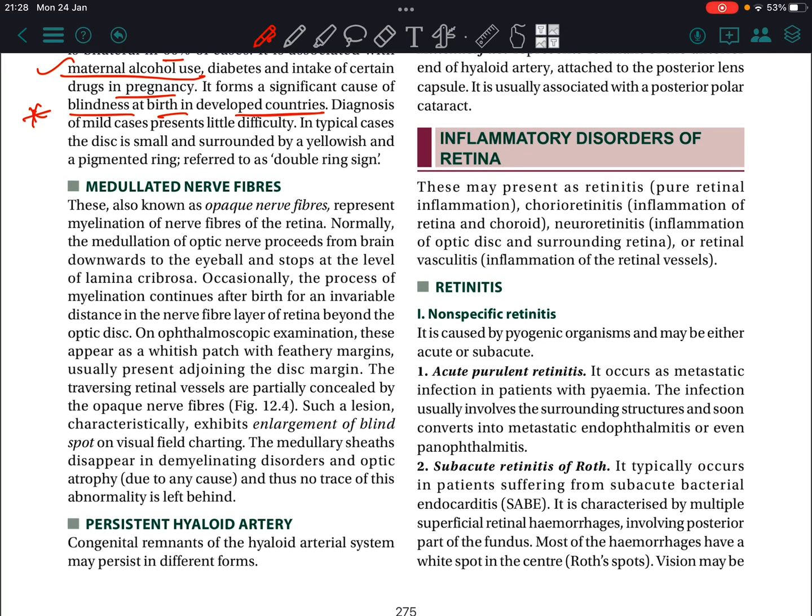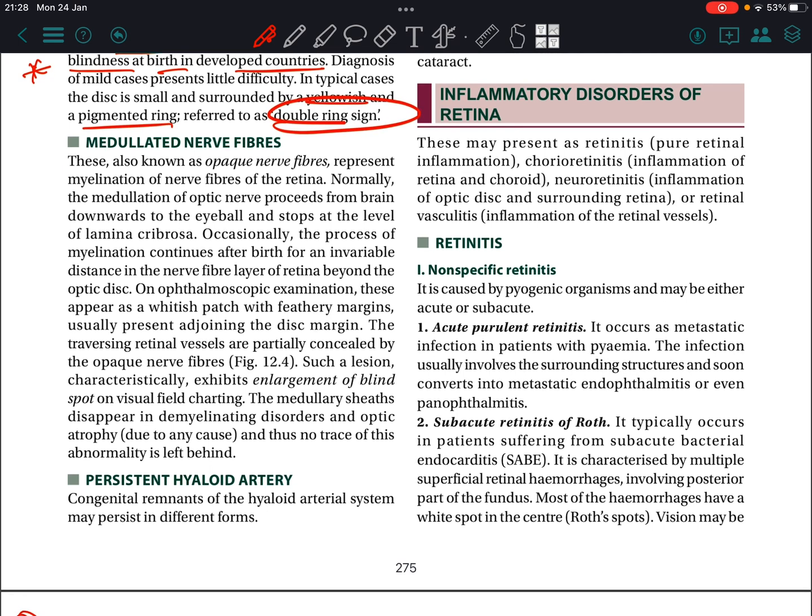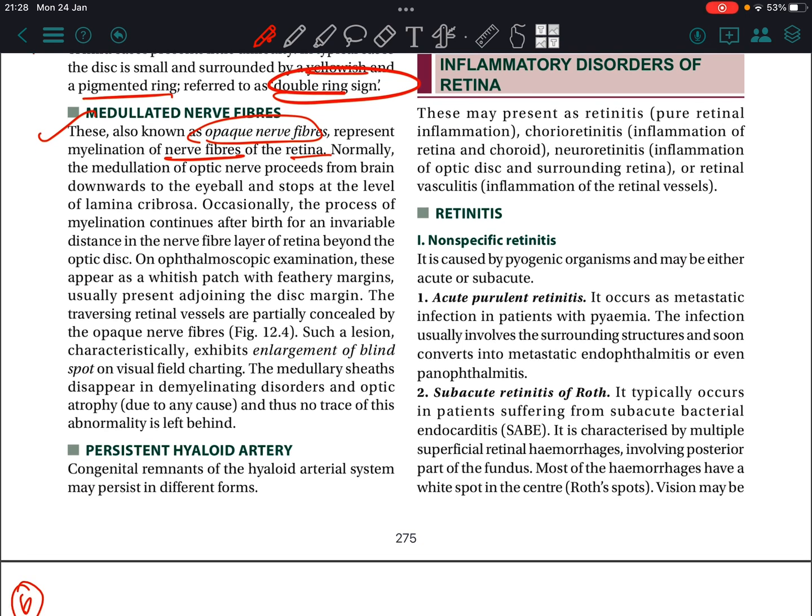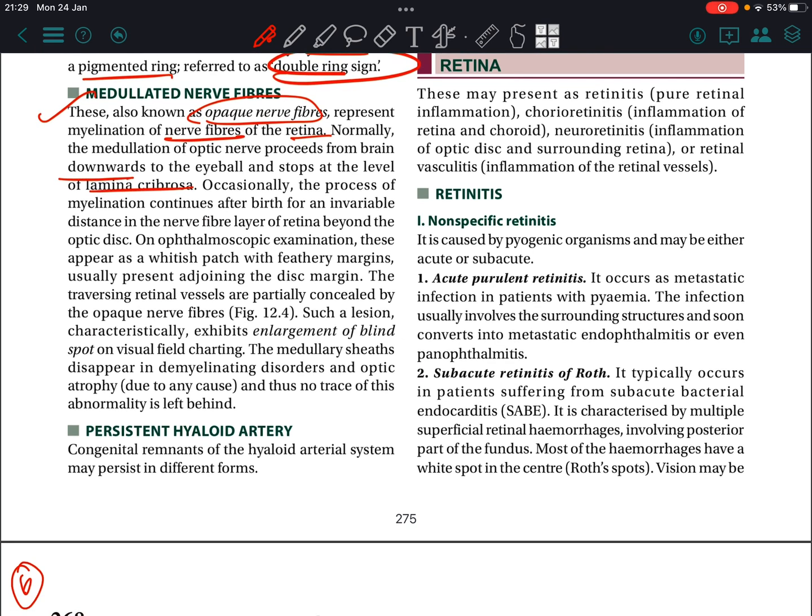In typical cases, the disc is small, surrounded by a yellowish and pigmented ring referred to as the double ring sign. Medullary nerve fibers. These are also known as opaque nerve fibers, and represent myelination of nerve fibers of the retina. Normally, medullation of the optic nerve proceeds from the brain downward to the eyeball and stops at the level of the lamina cribrosa. Occasionally, the process of myelination continues after birth for a variable distance in the nerve fiber layer.